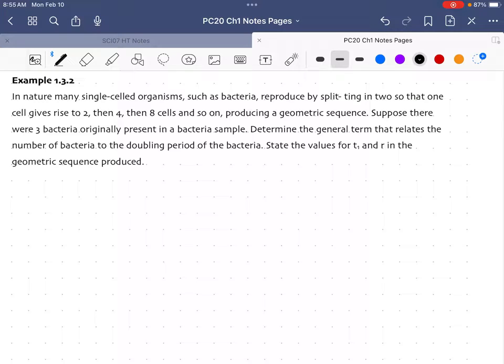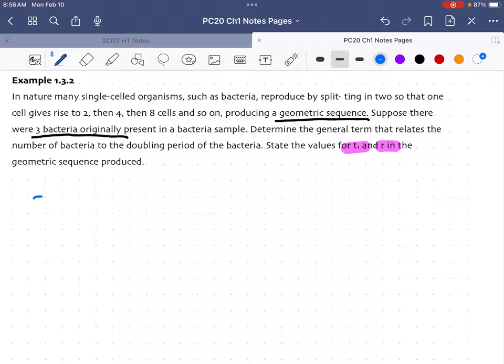All right, let's take a look at example 1.3.2. It says, in nature, many single-cell organisms, such as bacteria, reproduce by splitting in two so that one cell gives rise to 2, then 4, then 8, and so on, producing a geometric sequence. Suppose there were 3 bacteria originally present. Determine the general term that relates the number of bacteria to the doubling period of the bacteria. State the values for T1 and R in the geometric sequence produced.